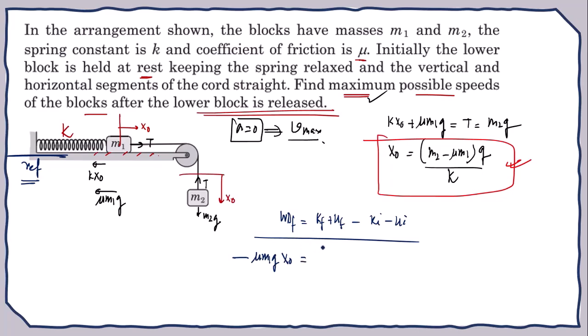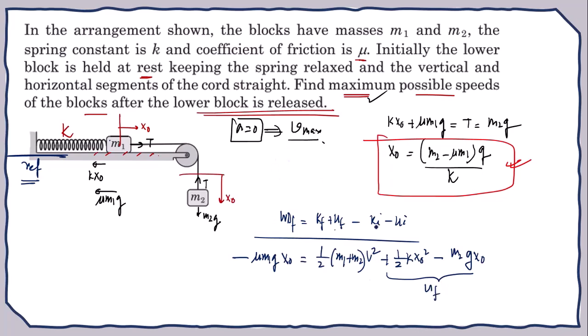This equals the final kinetic energy. Final kinetic energy is for the setup when both m1 and m2 are moving at the same speed v, so it is half into (m1 plus m2) into v square. What is U final? The spring is elongated, so there is half k x naught square, and there is also a drop in potential energy of M2g, which drops by distance x naught. So that is minus M2g into x naught. That is the final potential energy.